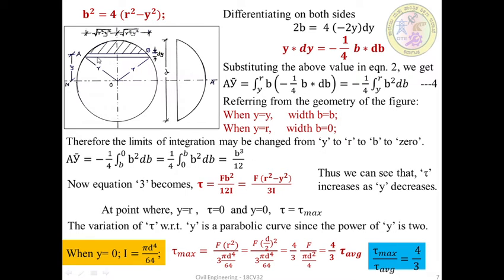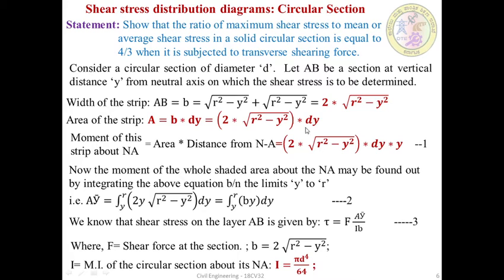We can apply the Pythagoras theorem, and you can find out that this part is equal to under root r square minus y square, and this part is also equal to root of r square minus y square, and the total is equal to 2 times this one. So we have got here nothing but 2 times under root r square minus y square.